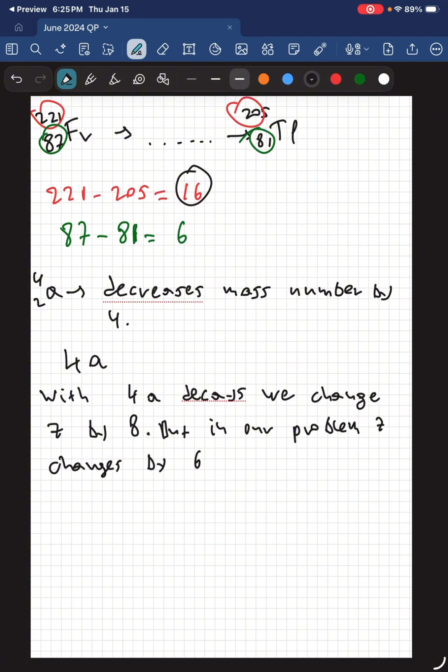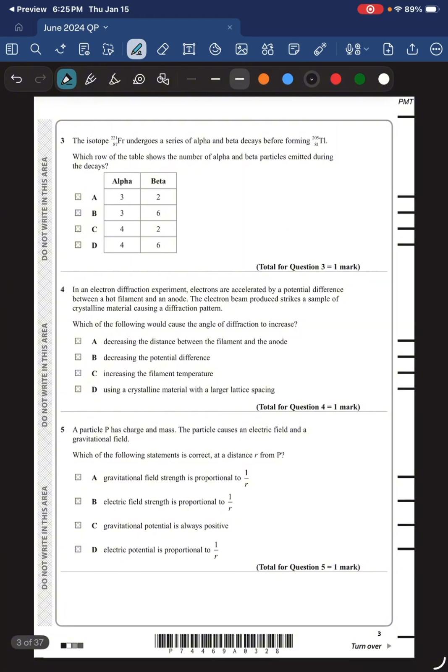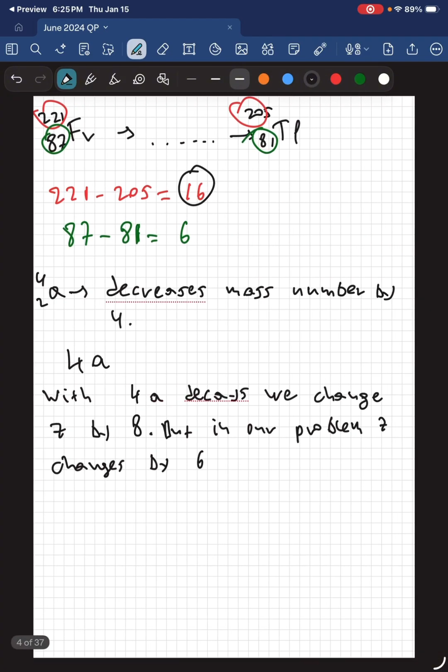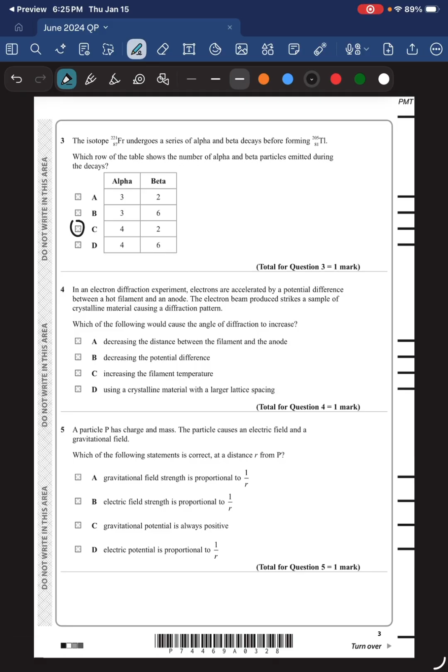Alpha decay cannot do that. Beta decay cannot change the mass number, okay? And yeah, the answer is then, what is it? C, over here, okay? I hope this makes sense, okay? And let's move on to question 4.